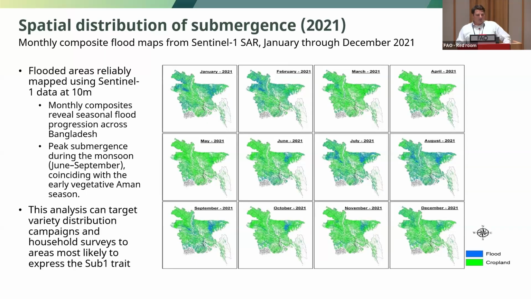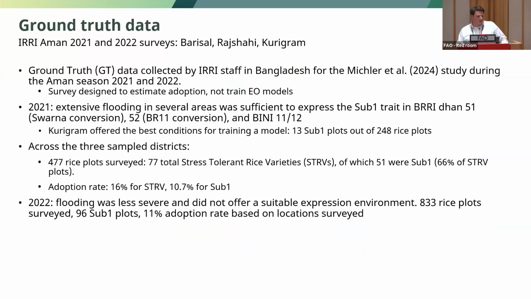This shows the spatial distribution of the submergence in 2021. As Jeff stated, there's a peak Goldilocks time frame that we're trying to hone in on. These are monthly composites, and as we all know, Sentinel-1 is pretty high quality and very effectively maps the flood extent over time. The peak submergence was also mapped quite well. Our hope was that the analysis can target variety distribution campaigns and household surveys. I only have 5 minutes, so we're going to flip through things a little quick here, folks.